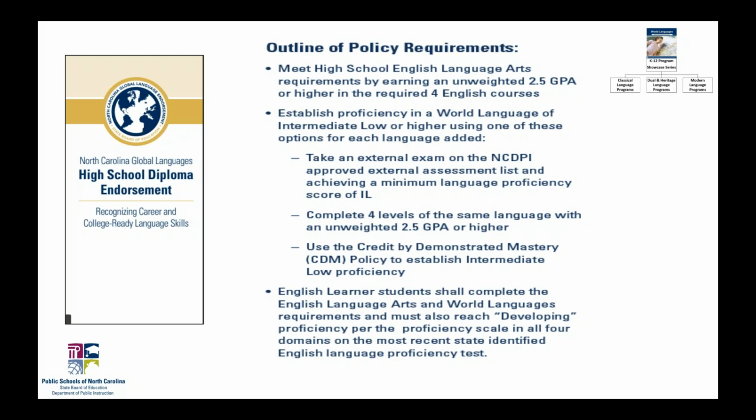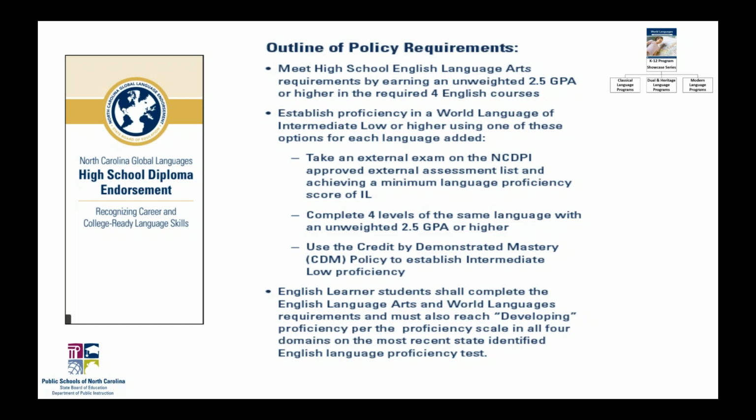For our Global Languages Endorsement, our Seal of Biliteracy, our students have to show that they are bilingual. They have to meet the requirements as it shows in the first bullet for the English Language Arts courses for English requirements. And then they have to establish proficiency in a world language of intermediate low or higher proficiency using one of the options you see listed there.